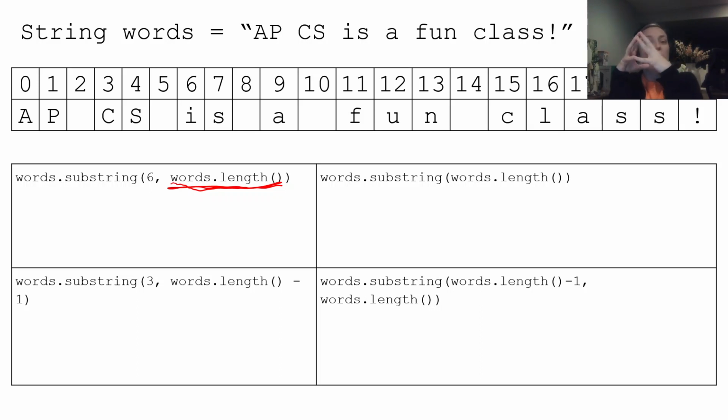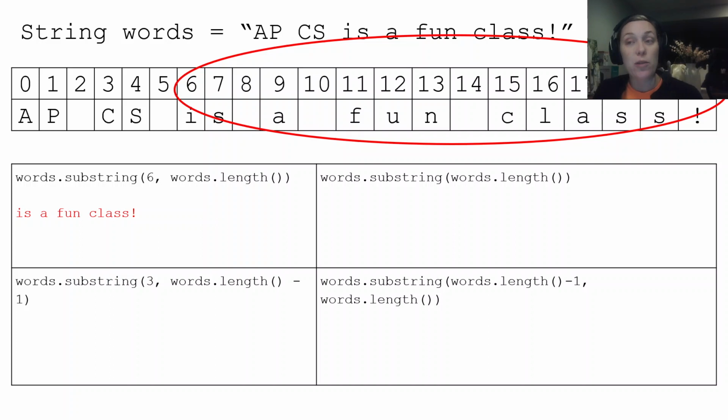So that words.length is going to get evaluated first. The length of this, remember, is 21. There's 21 characters. So that gets evaluated, that returns a 21. So then now it's this dot substring, 6 comma 21, that is going to be evaluated. And 6 comma 21 goes up to not including 21. So it is a fun class, is what's returned there.